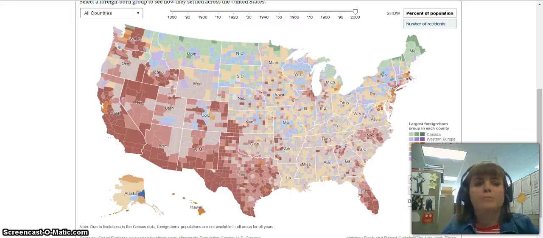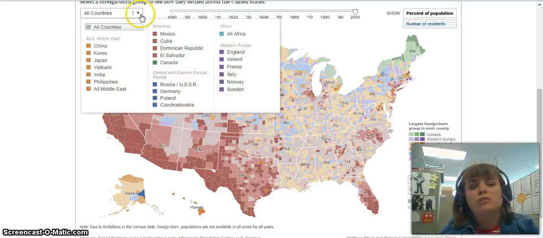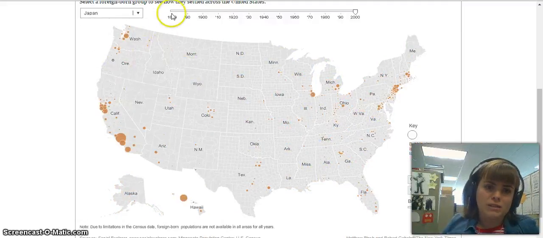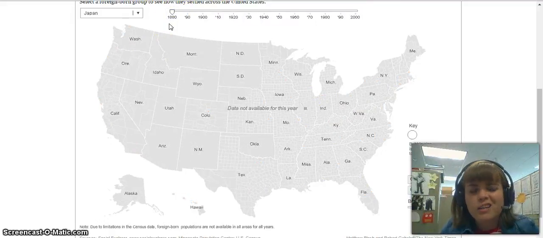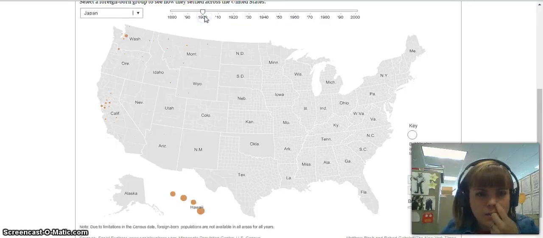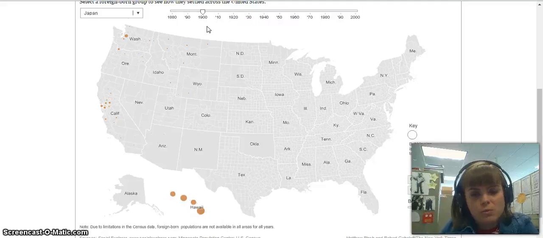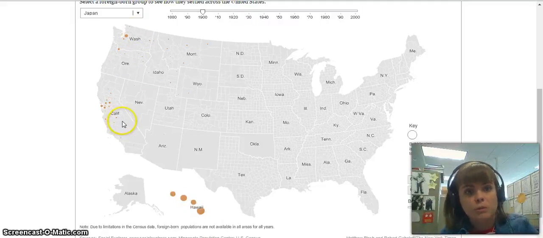A cool thing you can do is you can go to the top corner here where it says all countries, and you can click down and select a country you're interested in. So, for example, if I wanted to see when people from Japan moved into the United States, not a lot of people there in the 1880s. 1890s, nope. 1900, okay. We have a few originally Japanese people starting to move in, and it's Hawaii, Washington, Oregon, California, that West Coast thing we were talking about.